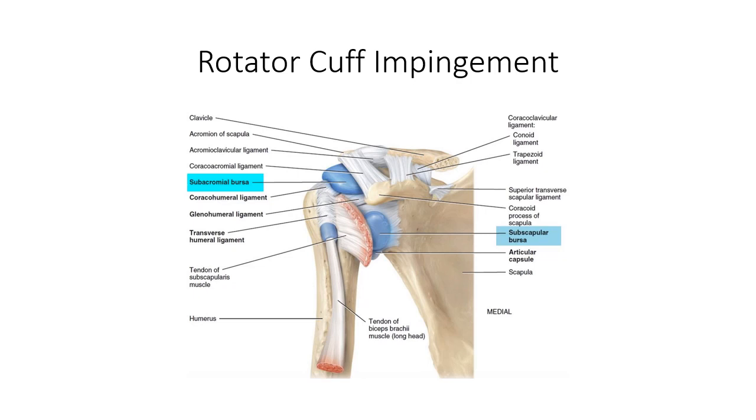Rotator cuff impingement. Around the shoulder joint, there are multiple bursae. The bursa is a fluid-filled sac that prevents friction between muscle and bone. The most important bursa is the subacromial bursa. It is beneath the arch between the acromion and coracoid, and when this bursa is inflamed, it will lead to impingement on the supraspinatus muscle. It will lead to compression of the supraspinatus muscle, and this will make the space for the supraspinatus smaller, and that will lead to pain.